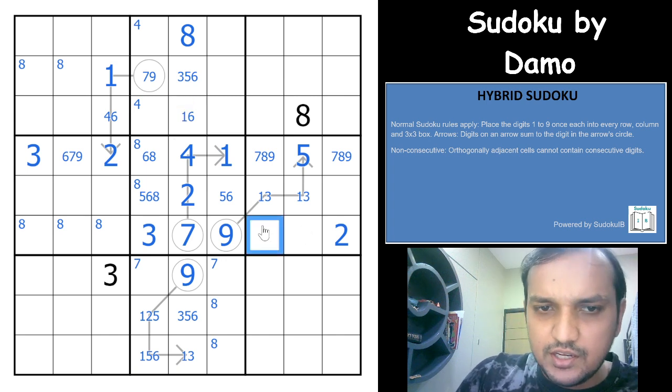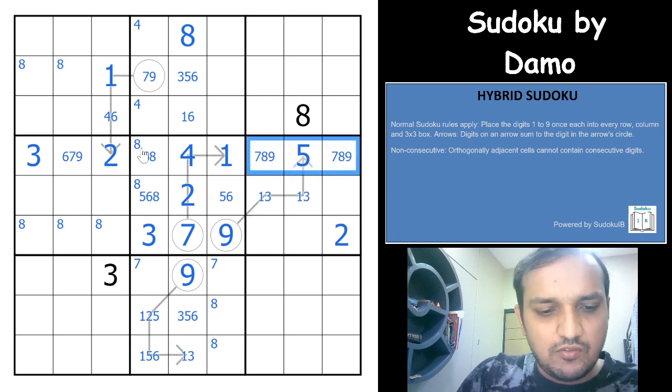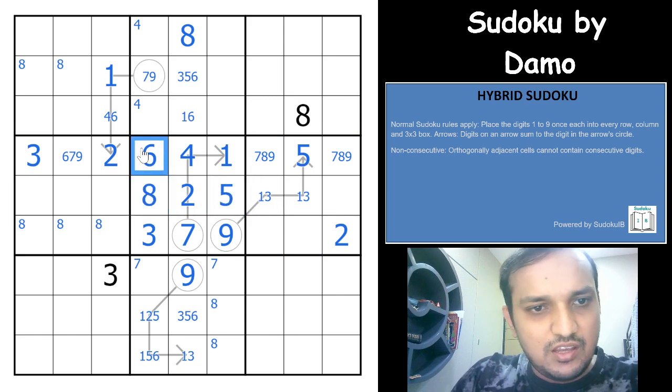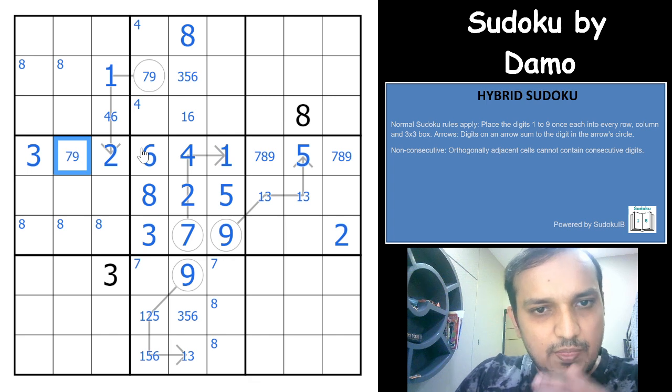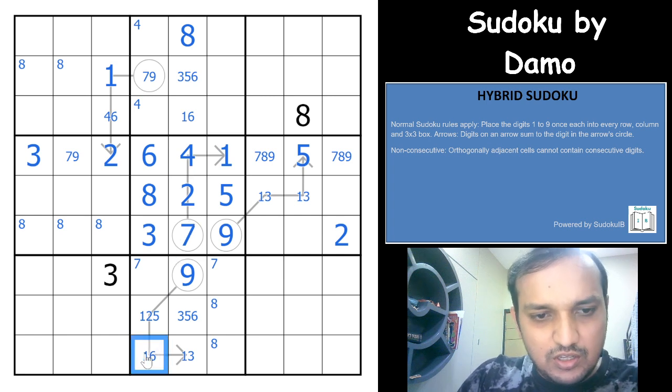Guys, amazing. 8 cannot be here, 8 cannot be here, 8 cannot be here as well, because then you'll have 7 and 9, a consecutive digit adjacent to 8. So this is one of the 8s, so that is 6. Come on, 5, 8. I missed that possibility. Now this cannot be a 6. So 1, 2, 6 is not the possibility. Now it's 1, 3, 5 only.